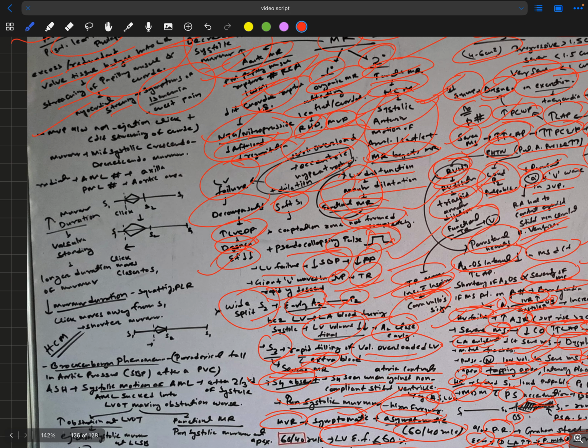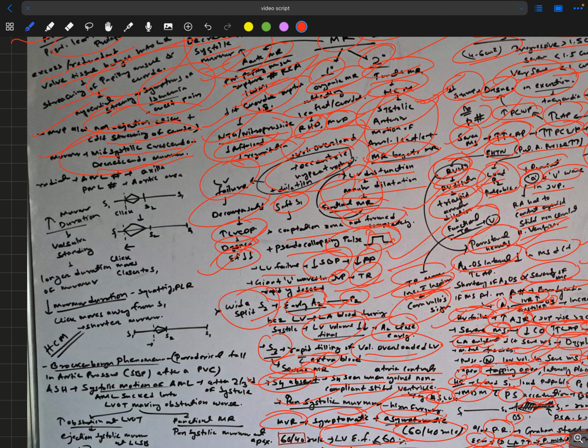So MVP has to do with a non-ejection click, and an ejection click is due to opening of the pulmonary valve or aortic valve. Non-ejection click is seen during systole. It is due to mitral valve prolapse, due to stretching of the chordae. The murmur heard in mitral valve prolapse is a mid systolic crescendo decrescendo murmur.